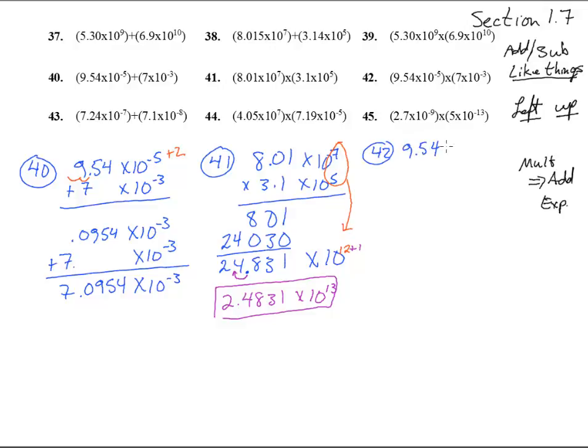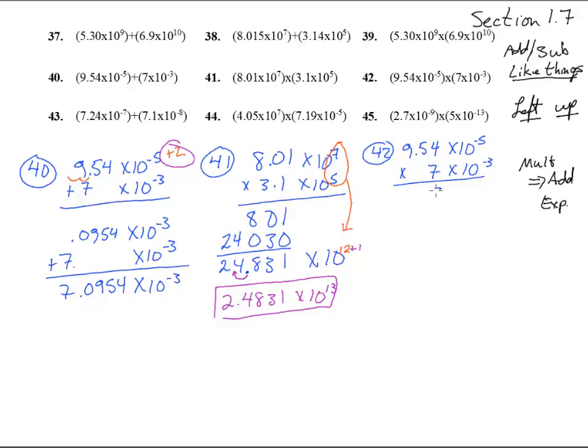9.54 times 10 to the negative 5 times 7 times 10 to the negative 3. Look at that. It's just like number 40, except now we're timesing them, which means we don't have to do like things. We don't have to do this, because we don't have to have like things when we times. So let's multiply them.